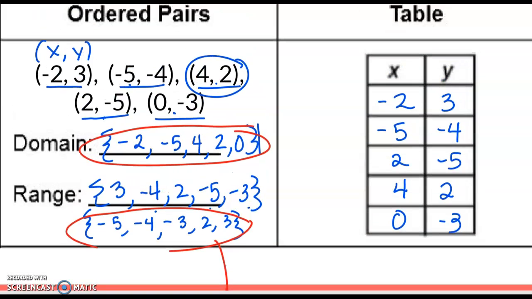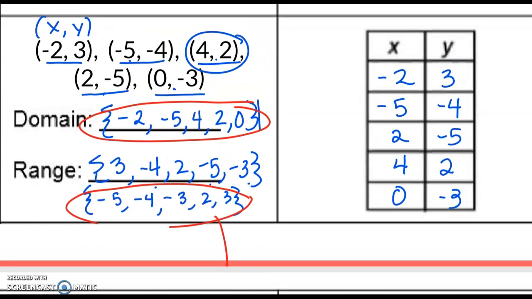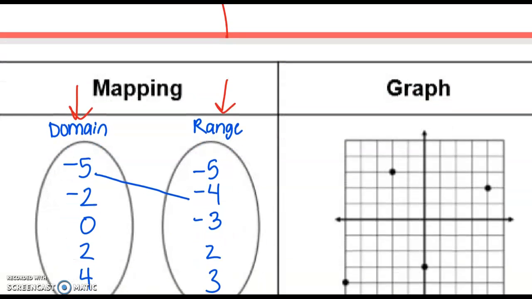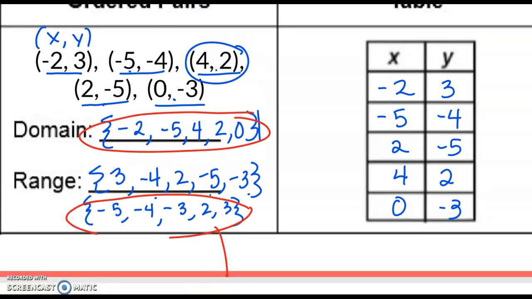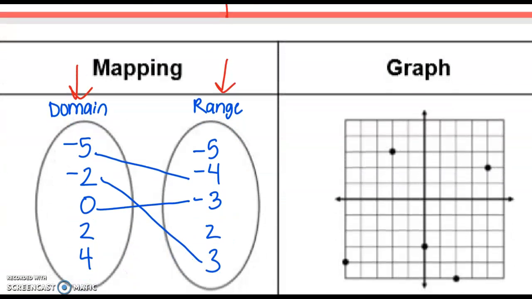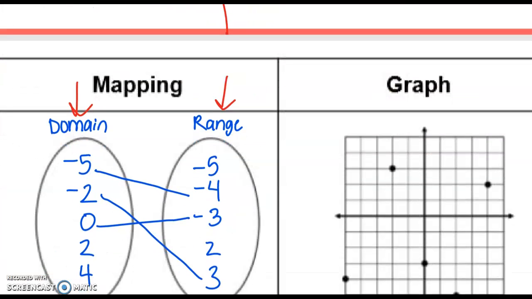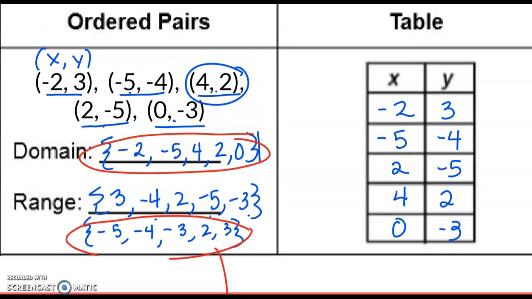So let's go back up to these points. -5 went to -4, so I'm going to go back down, and at -5, I'm going to draw an arrow to -4. -2 was with 3, so I'll draw an arrow from -2 to 3. 0 was with -3. Sorry for all the up and down here. 2 was with -5, so all the way up there at the top. And then 4 must have been with 2. Let's make sure 4 is with 2.